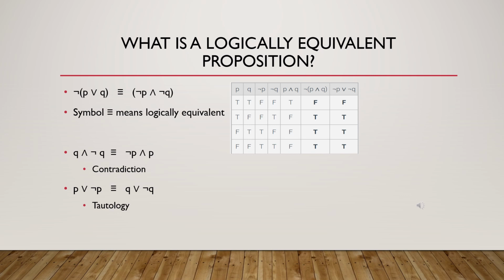On a similar vein of logic, a tautology is when no matter what value you put in for true or false for P and Q, it will always be true.